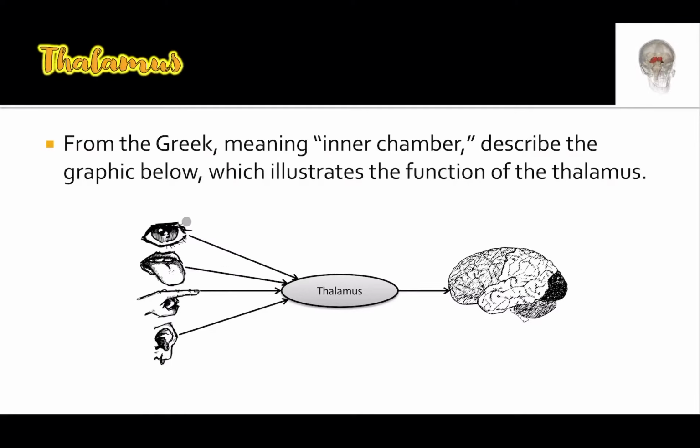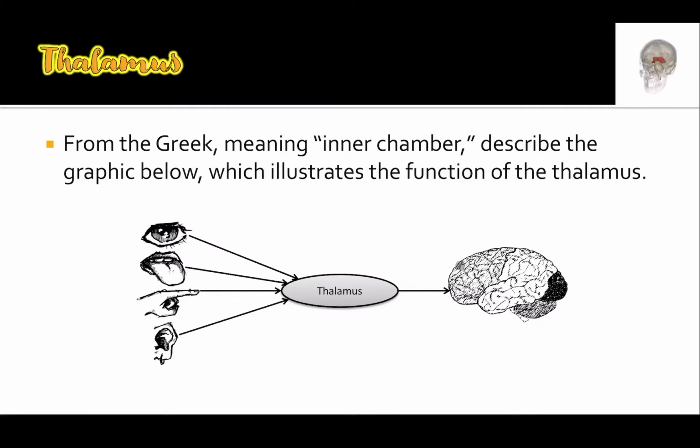So anything that you see, taste, touch, or hear goes to the thalamus first, right in the center of your brain. Think of the thalamus almost like the USPS, right? It repackages it and sends it where it needs to go. All of these messages are going to the thalamus, and the thalamus is relaying them to the lobe of the brain that it needs to go to.